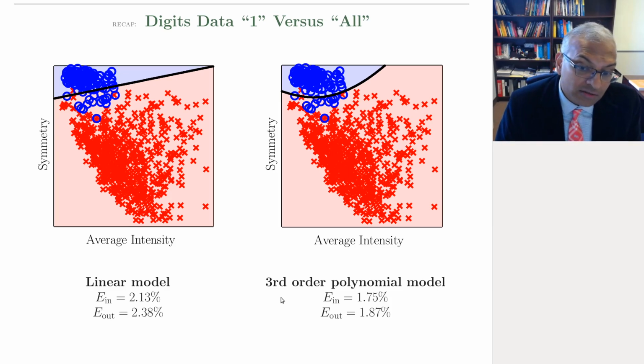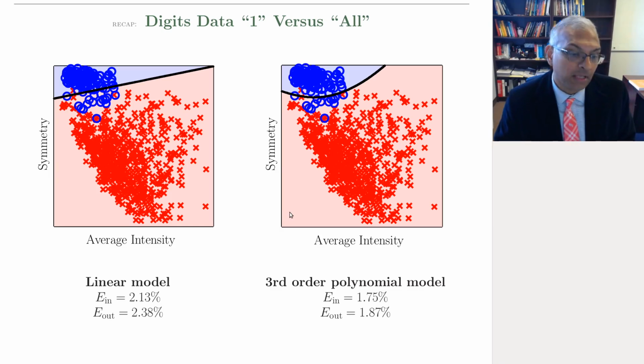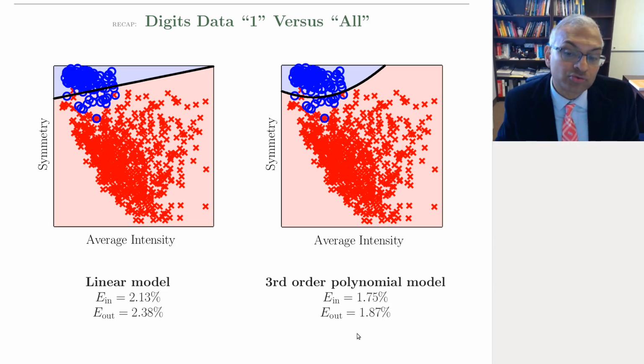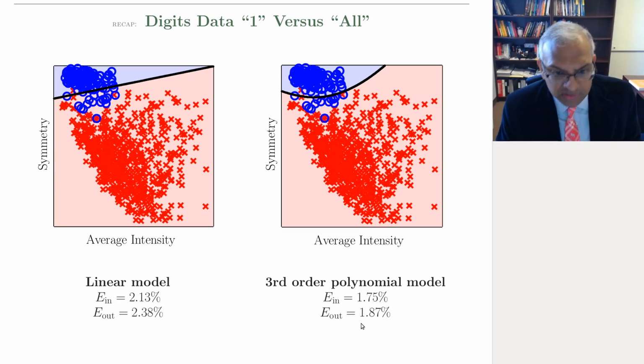Now we come and add the third-order polynomial transform, and because we have enough data, you can still control E in to E out. Even though we've gone to a much higher dimension, you get a nice separator that looks more reasonable perhaps. And we've managed to drop the out-of-sample error, which is still close to the in-sample error. We've managed to drop it down to 1.87. So we went from 97.6% accuracy to 98.1% accuracy or something like that. We've improved the accuracy by approximately 0.5%.